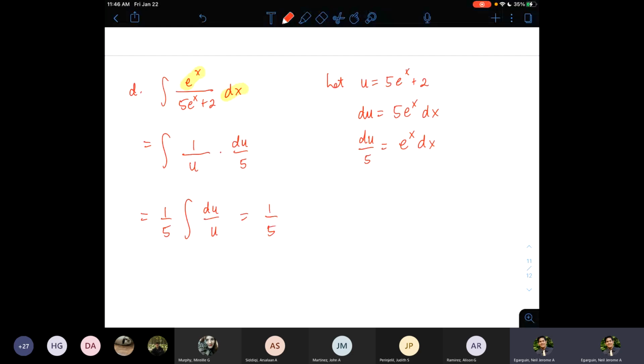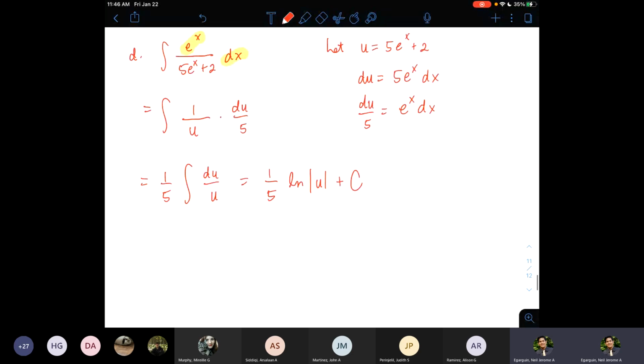So it would be 1/5 ln of the absolute value of u plus the arbitrary constant c. Then I need to revert to the original variable: ln of the absolute value of 5e^x plus 2, plus c. And this is one of those times that you can drop the absolute value symbol, because I'm sure that the expression inside the absolute value is always positive. So the absolute value can be taken down.